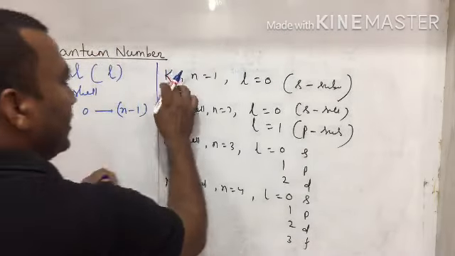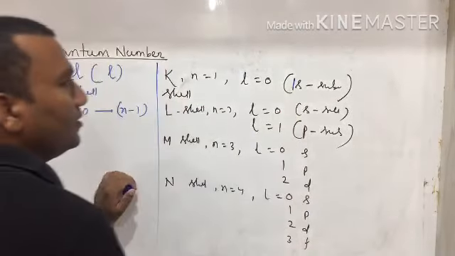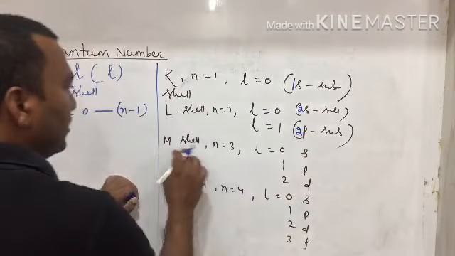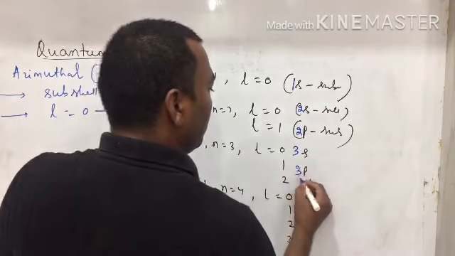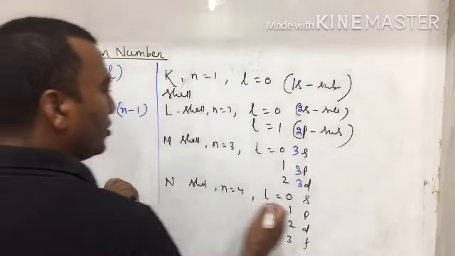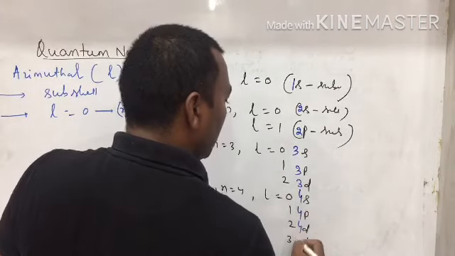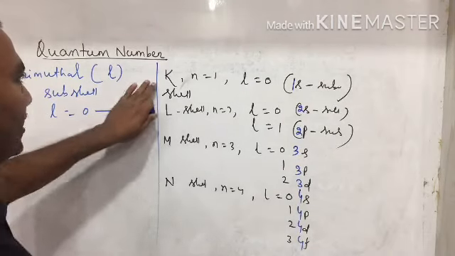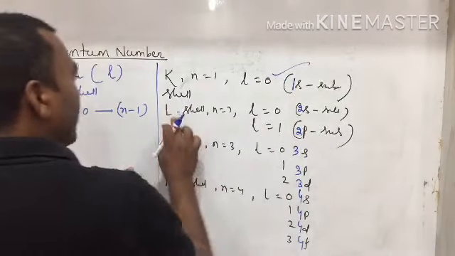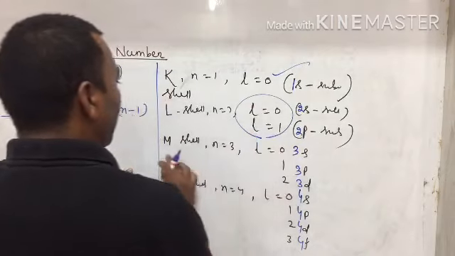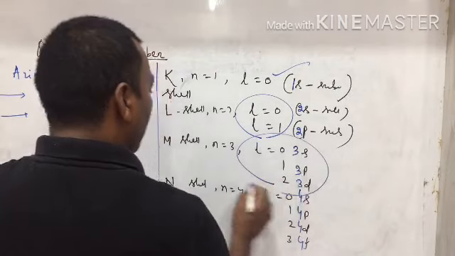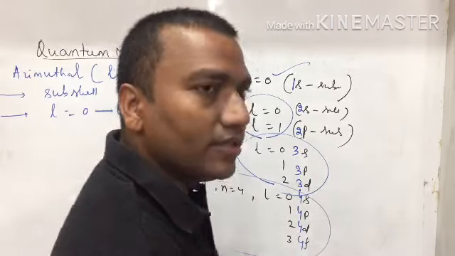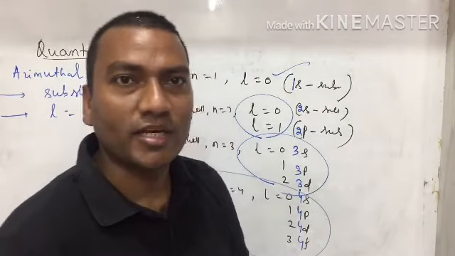Now, you will remember like this. This is the first cell, so its subcell is 1S. Second, 2S, 2P. Third, 3S, 3P, 3D. Fourth, 4S, 4P, 4D, 4F. That's why you will see first cell, one subcell. Second cell, two subcells. Third cell, three subcells. Fourth cell, four subcells.